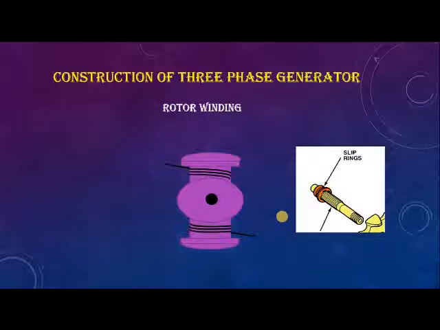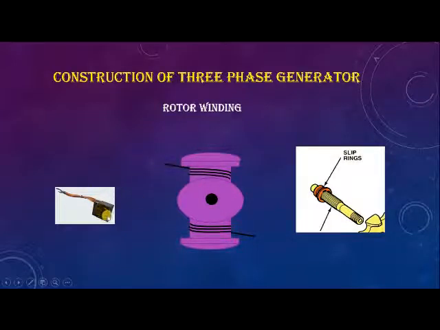Then, for giving supply to the slip rings, we use brushes. Normally carbon brushes are used. You can see the brush here. Carbon brushes are used to collect current from the slip rings. The carbon brushes are pressed above the slip rings, and the carbon brush is stationary while the slip rings are rotating. It is used for giving supply to the rotor winding.